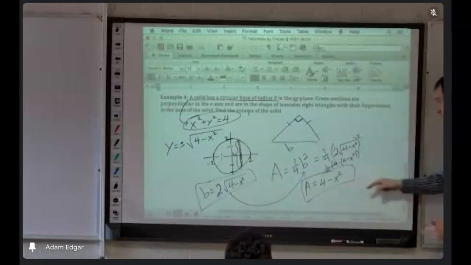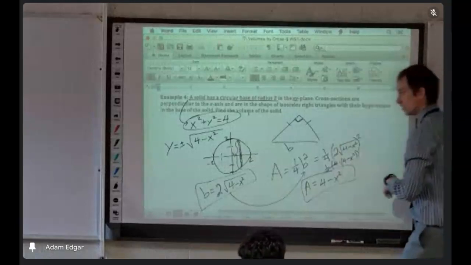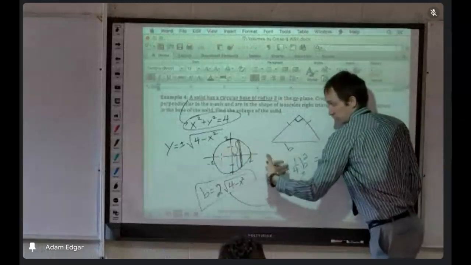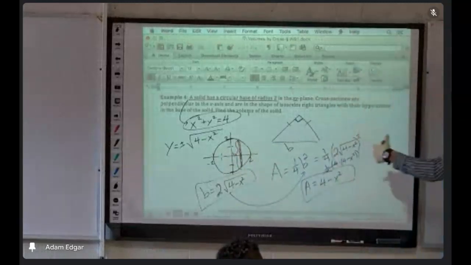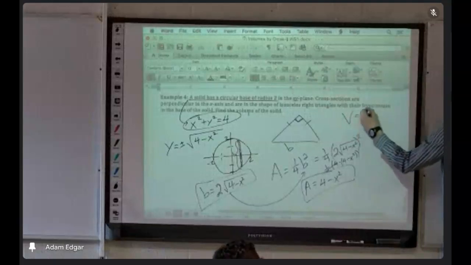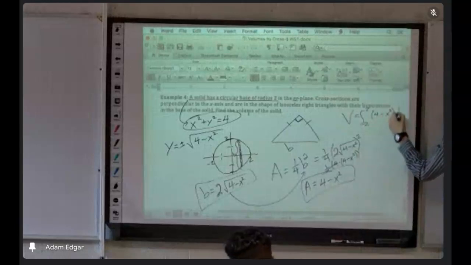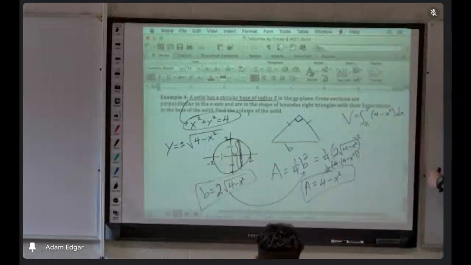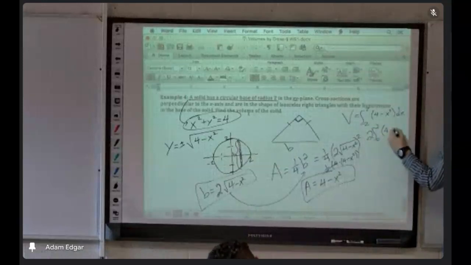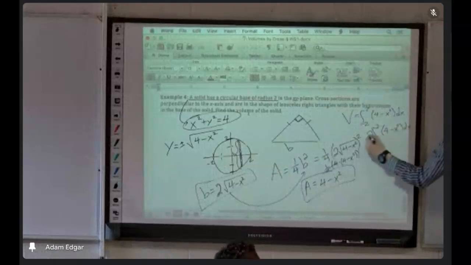You just take this thing, put it in an integral, and you're going from -2 to 2. You could make it even easier and say, this is symmetrical. Let's just go from 0 to 2 and double that integral. So our volume is the integral from -2 to 2 of that area equation, 4 minus x squared dx. And you can simplify it further. Double the integral from 0 to 2, still a 4 minus x squared dx.